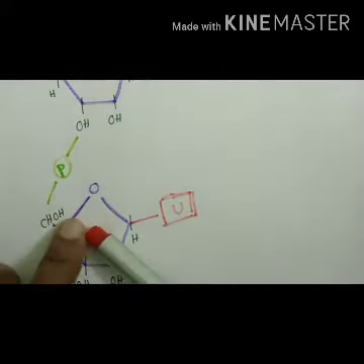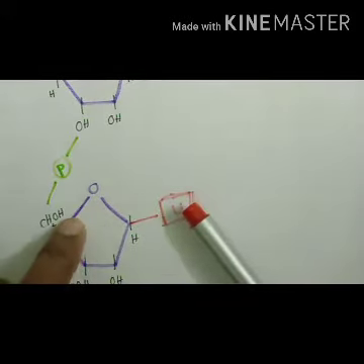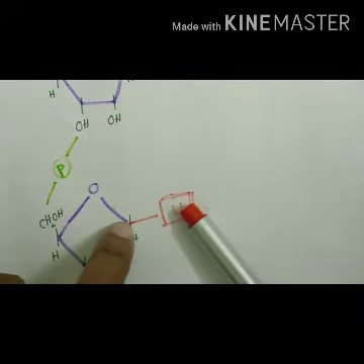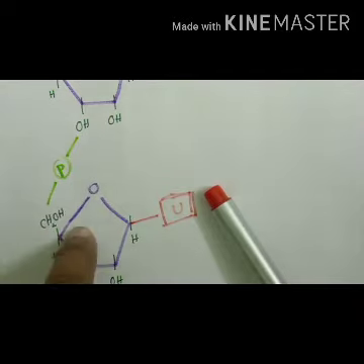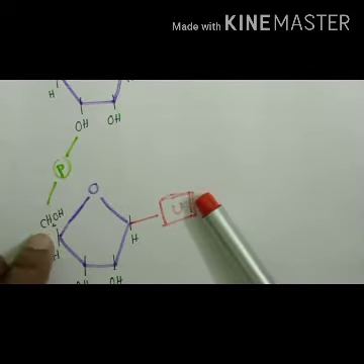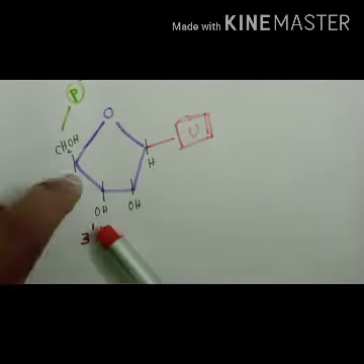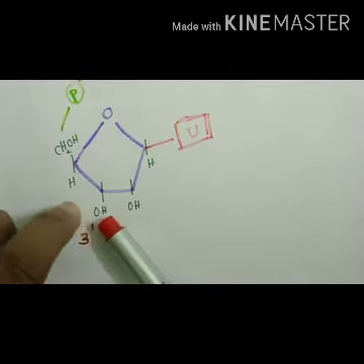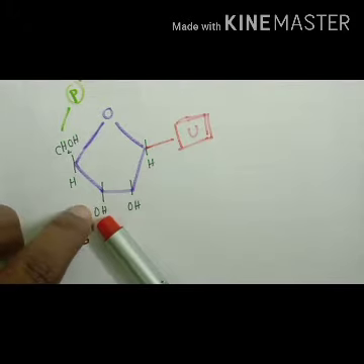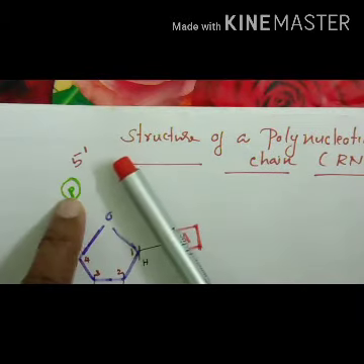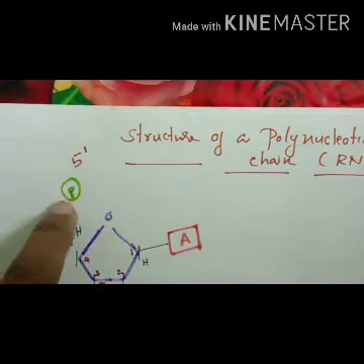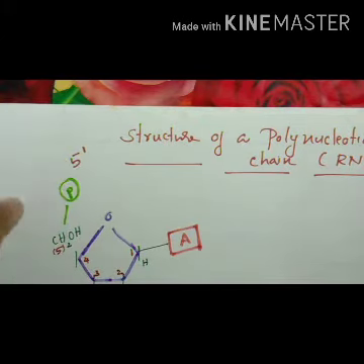So the nitrogen base is linked to the sugar by the first carbon atom. Then it becomes a nucleoside. This nucleoside will join with the phosphate by its fifth carbon atom. So here we can see the OH group is free. The end where OH is free is considered as the 3' end of the polynucleotide chain. And here we can see the phosphate group is free, and that end is considered as the 5' end.